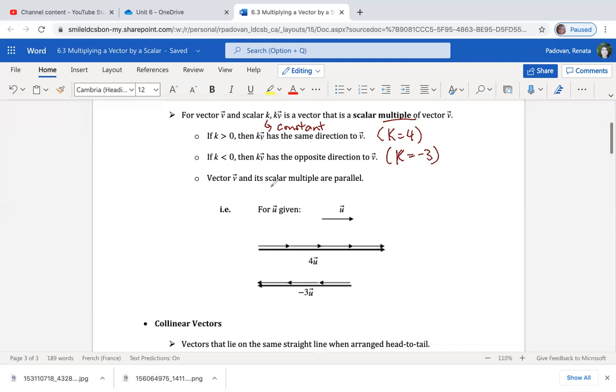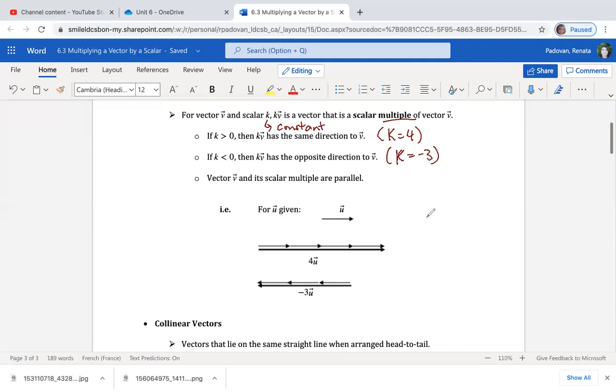So again, vector v and its scalar multiple are also parallel to each other, because if I were to make it 4 times as big or 3 times as big, it's sitting along the same line. So if I were to put the original vector and then the scalar multiple vector above or below it, they're going to be parallel to each other, right?